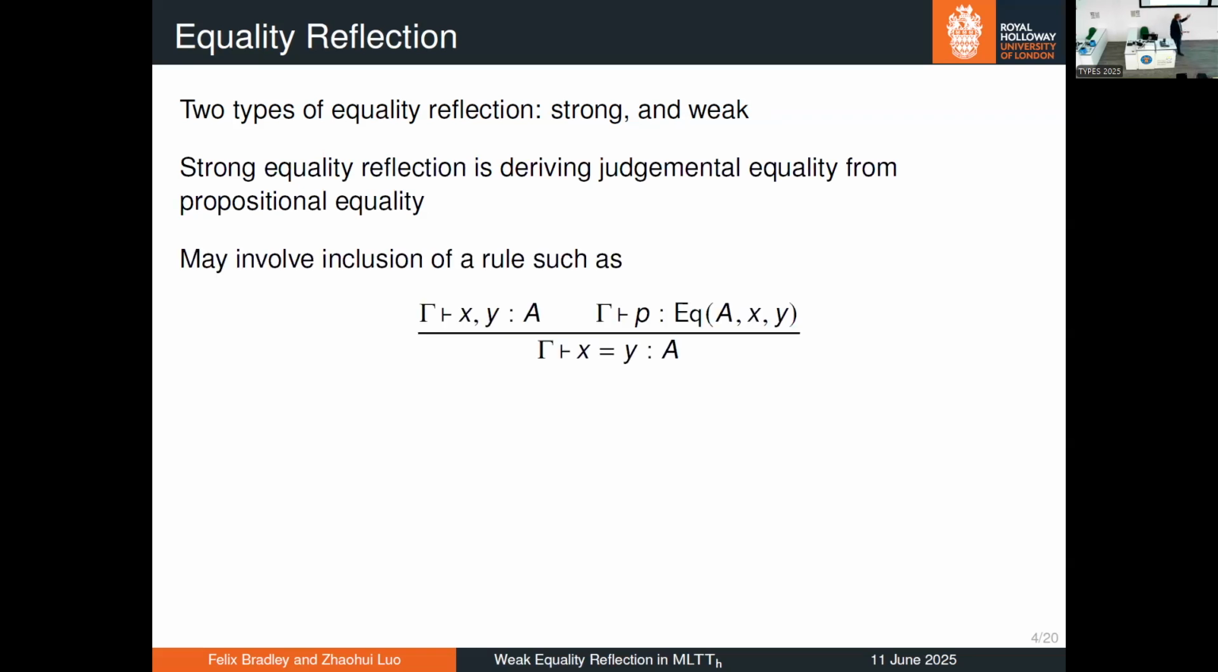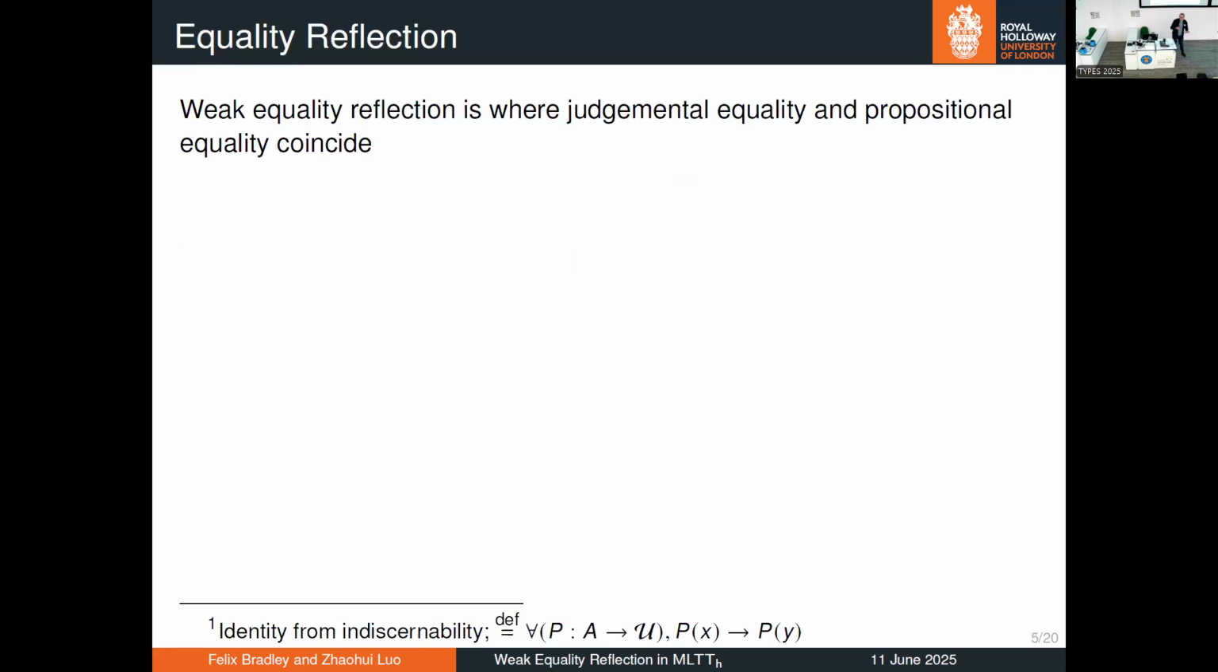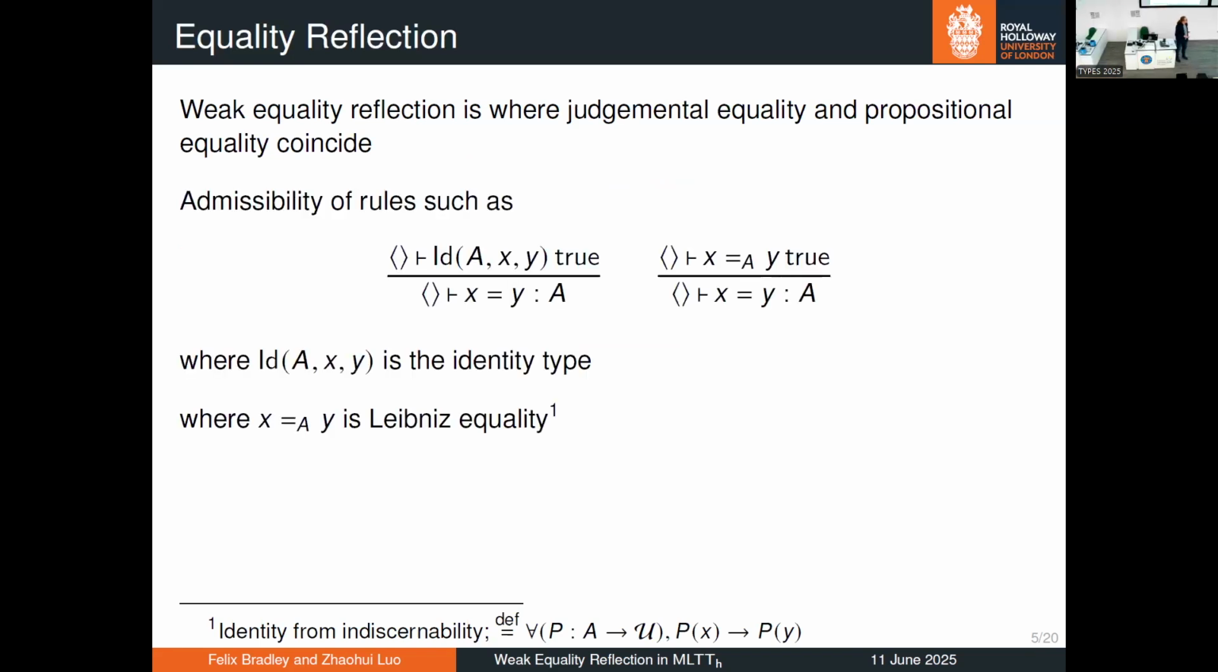An example of this might be the inclusion of such a rule in your type system. This is a little bit brute force, but it gets across the idea that we want to conclude judgmental equality from propositional equality. Whereas with weak equality reflection, this is more of a passive process. We are saying that these two different notions of equality just happen to coincide. So you want one of these two rules, depending on what kind of equality your type theory is using, to be admissible within your system.